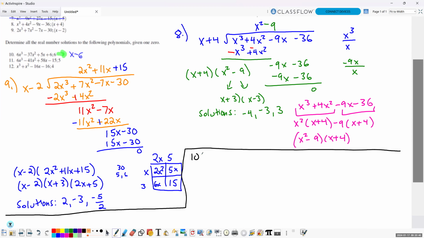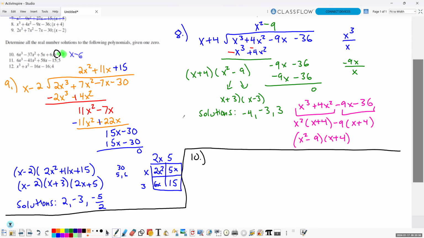Number 10 says determine all the real number solutions given 1, 0. So this is the last problem I'm going to do. I'll set you up on 11 and 12, but I'm not going to do them all the way through. So here you're given a 0.